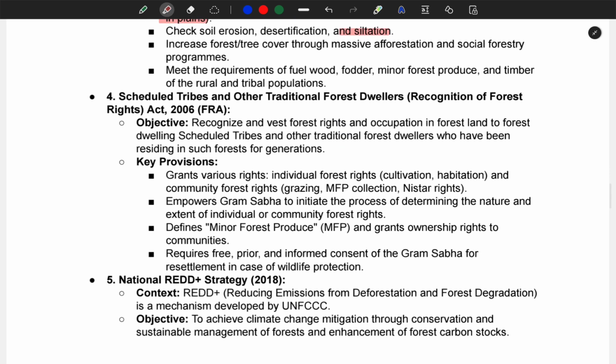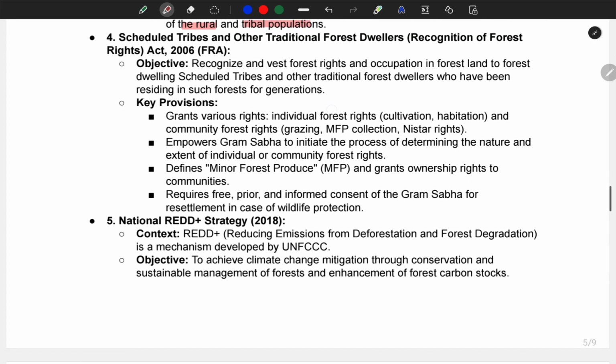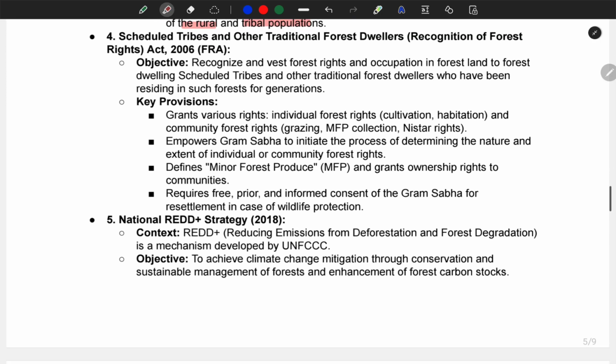Increase forest and tree cover through massive afforestation and social forestry programs. Meet the requirement of fuel wood, fodder, minor forest produce and timber of the rural and tribal population. Scheduled tribes and other traditional forest dwellers.